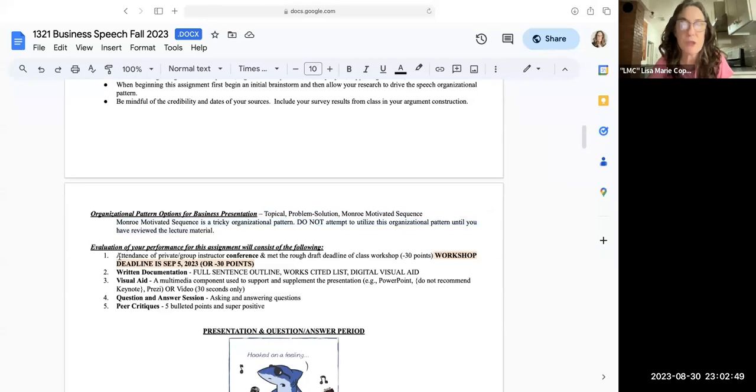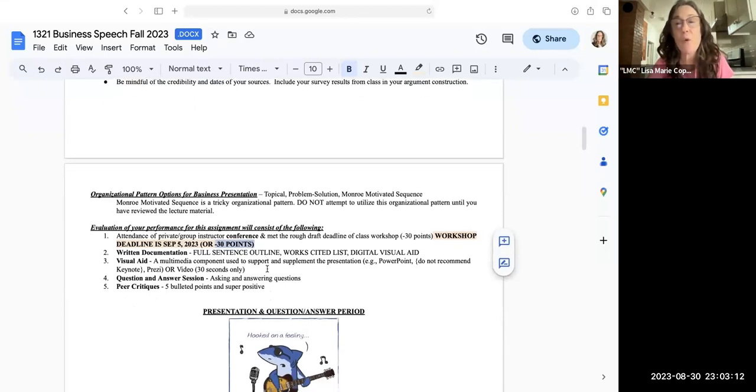The workshop, your speech is due on, don't come in with just a couple ideas on a piece of paper. The speech is due on September 5th, which is Tuesday. If it is not done, it's minus 30 points. The reason is everybody needs to have their speech due on the same day. It's only fair. Otherwise, we'll have some individuals write it the night before, and usually those are way below par. It should be a full sentence outline with the works cited list, digital visual aid.